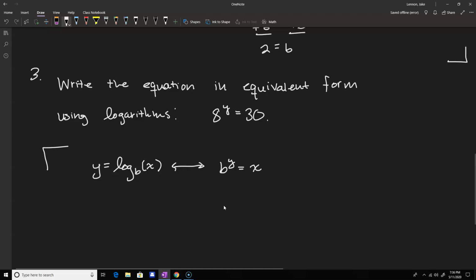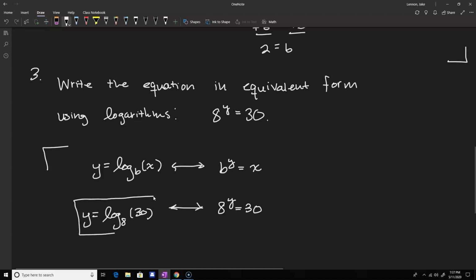So if we take our equation, 8 to the y power equals 30, basically we're just matching where everything goes. So y in this case is still y. Our base is 8, so we can write log with a base of 8 rather than b. And 30 is replacing x. So this expression y equals log base 8 of 30 is really what we're looking for. So that's just remembering the definition of the logarithm.